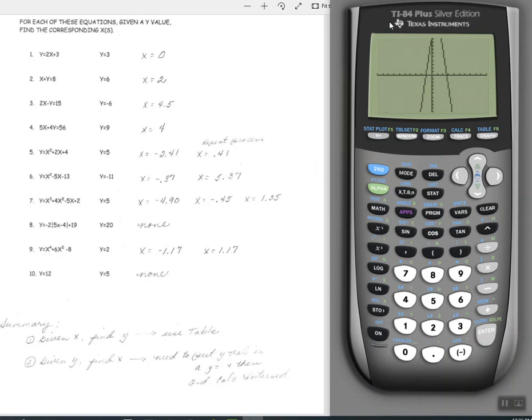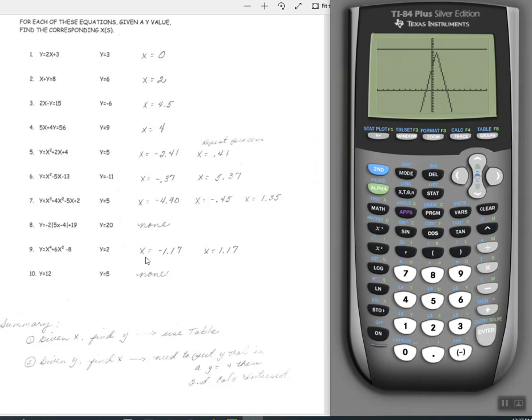So we don't see the y equals 20 because it's up here. So we need to change our window. So we'll go to y max. Let's make that 25. That'll give us room. We hit graph. And what do we notice? At y equals 20, we will never reach that. We are not going to hit that. So your answer would be none.